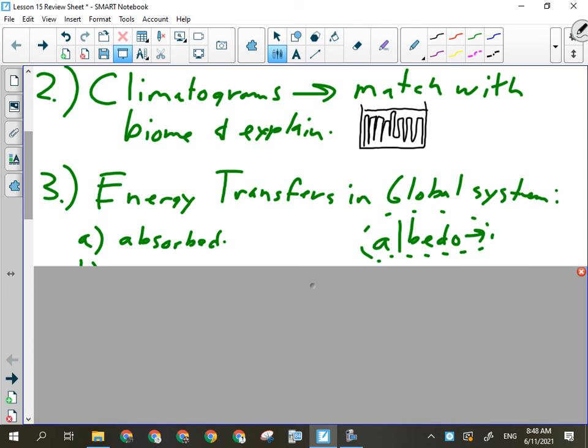A is absorbed, what else? This thing determines it. Reflected, or plants do it. Photosynthesis, converted. Absorbed, reflected, converted.